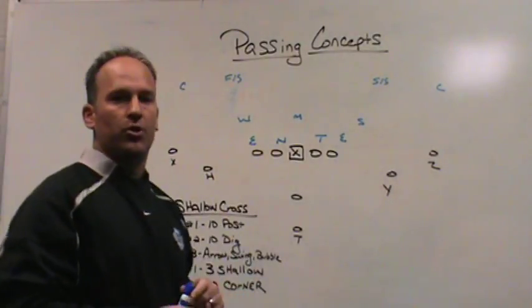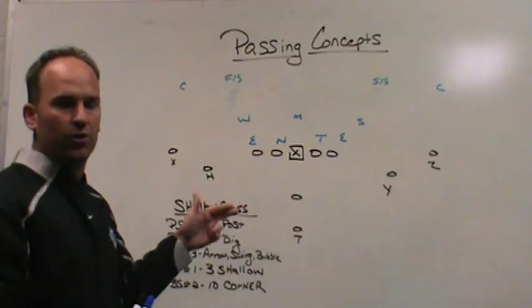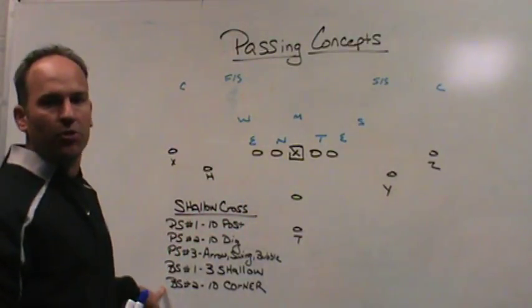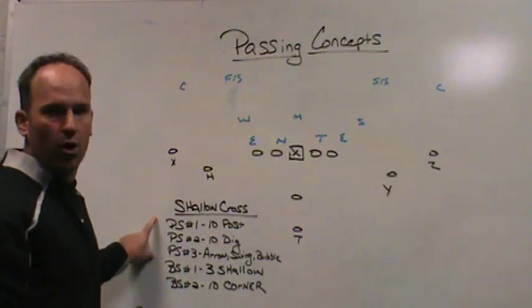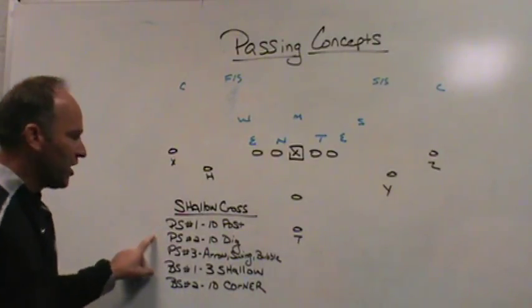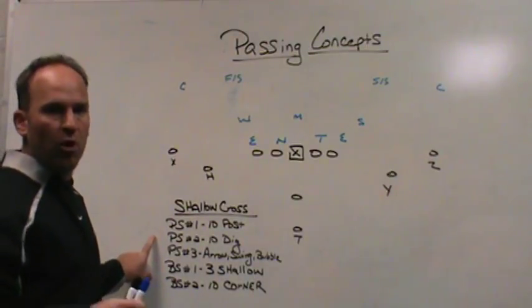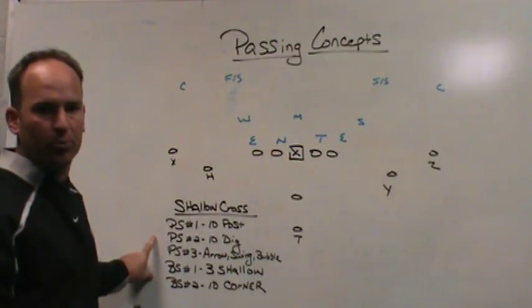Okay, so if we're talking about the shallow cross concept for us, we're going to break it down play side 1, play side 2, play side 3, backside 1, backside 2. So here's how we do it. Our play side number 1 in the shallow cross is going to be a 10-yard post route. Our play side number 2 is going to be a 10-yard dig or a 10-yard dagger route. It's really more of a dagger route or a bending in route than it is a dig because it doesn't come off of a post break.